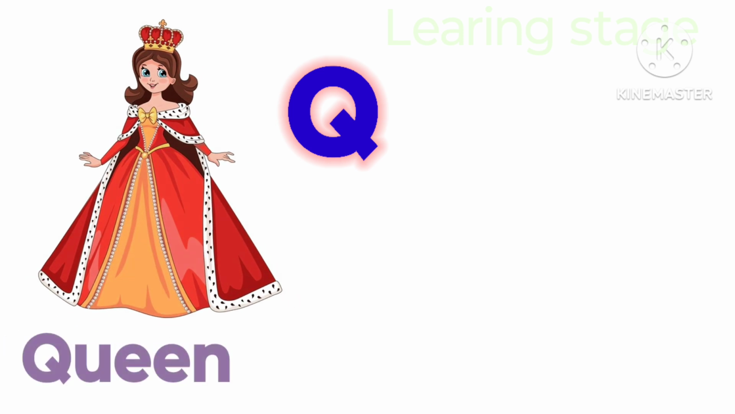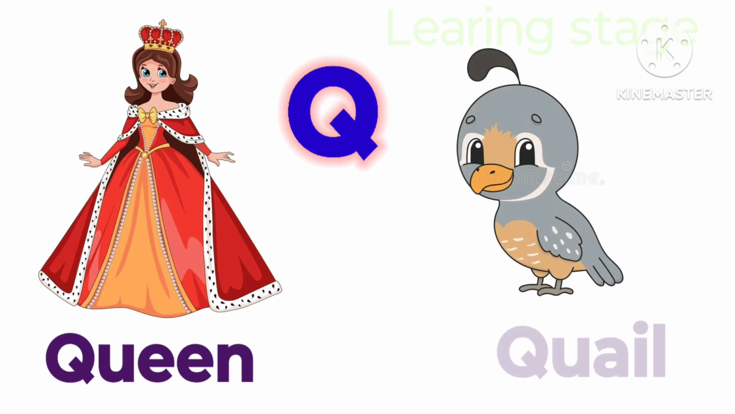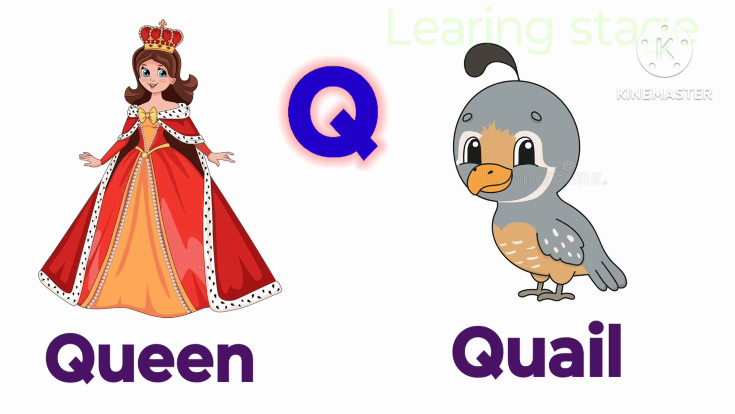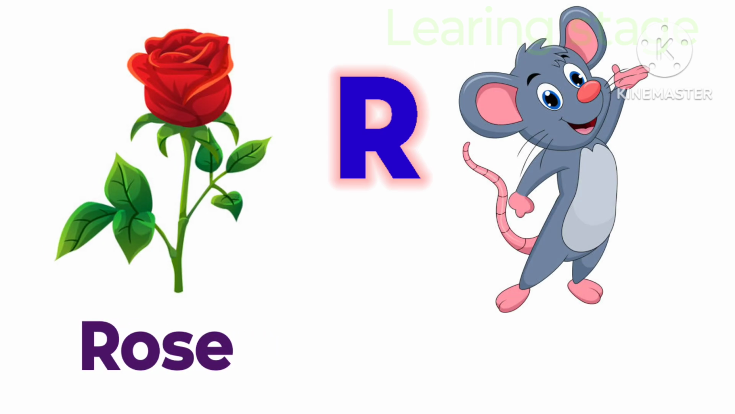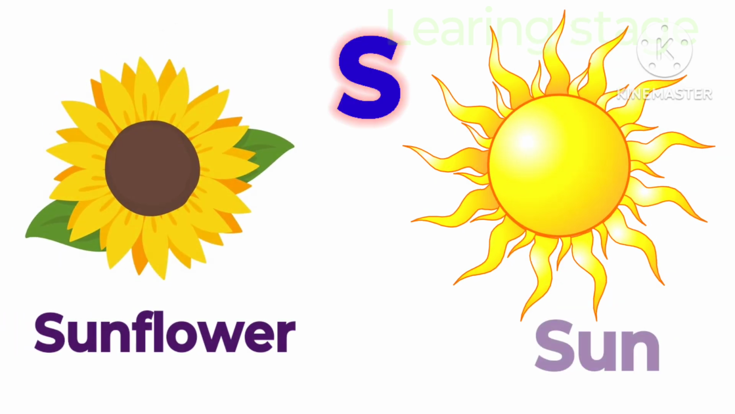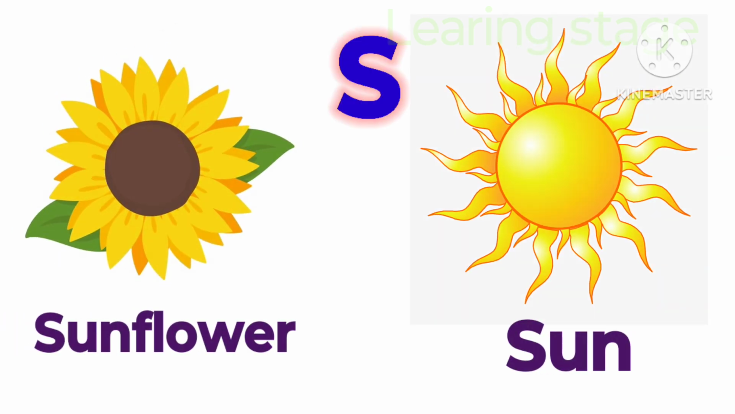Q, Q for queen, Q for quail. R, R for rose, R for rat. S, S for sunflower, S for sun.